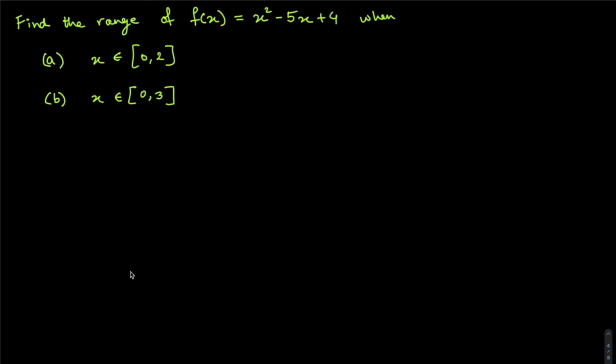This question says, find the range of f of x, where f of x is x squared minus 5x plus 4, when x belongs to 0 and 2 inclusive, and 0 and 3 inclusive. So what we have is a restricted domain here. So I've taken a very simple function here. I could have given a more arbitrary function, but I feel that would have made this concept a little more difficult to grasp. So there's a very step-by-step process of what we do here.